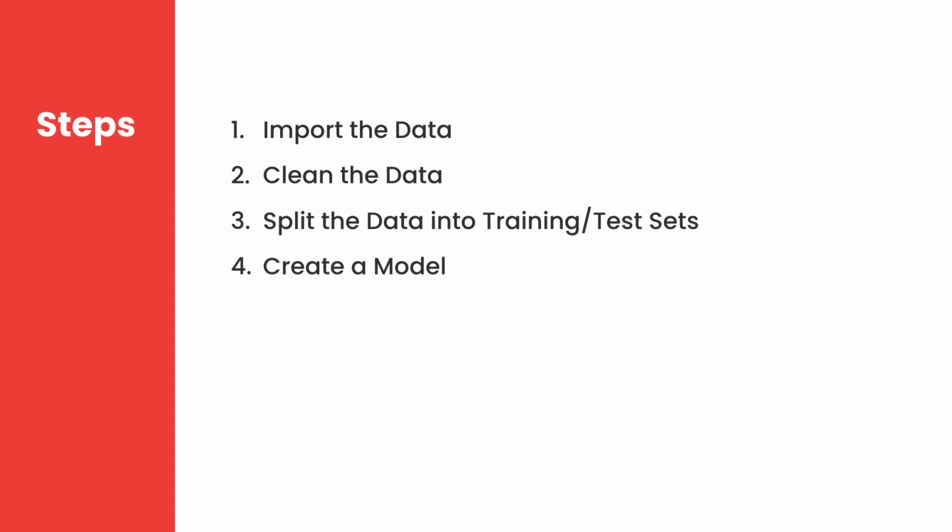The next step is to create a model, and this involves selecting an algorithm to analyze the data. There are so many different machine learning algorithms out there, such as decision trees, neural networks, and so on. Each algorithm has pros and cons in terms of accuracy and performance. So the algorithm you choose depends on the kind of problem you're trying to solve and your input data.